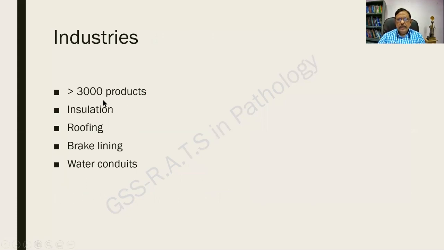More than 3,000 industries or industrial products are associated with asbestosis. Insulation is there. Any of the roofing material has asbestos sheets. Brake lining in the two-wheelers and four-wheelers. Water conduits or pipes. All these are different examples of industries which are associated with asbestosis.